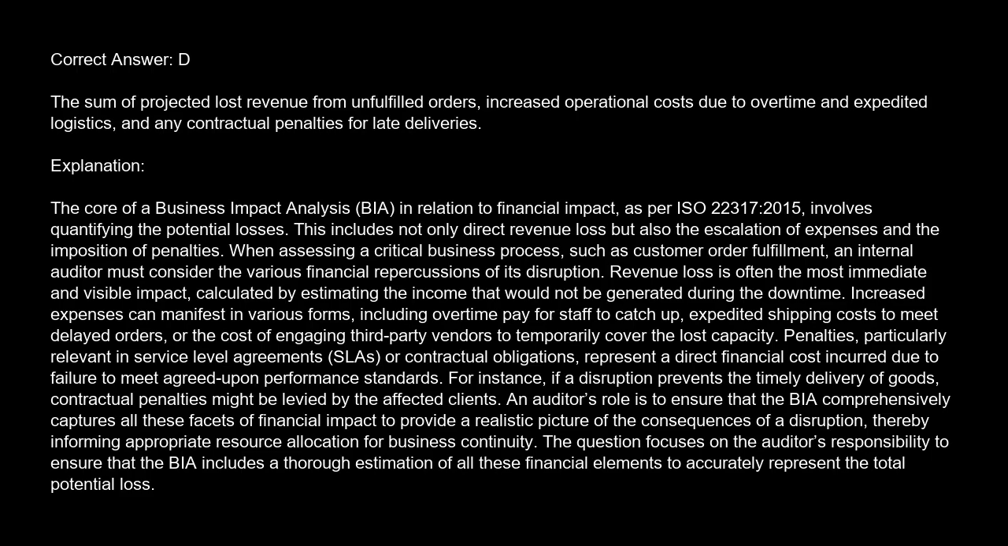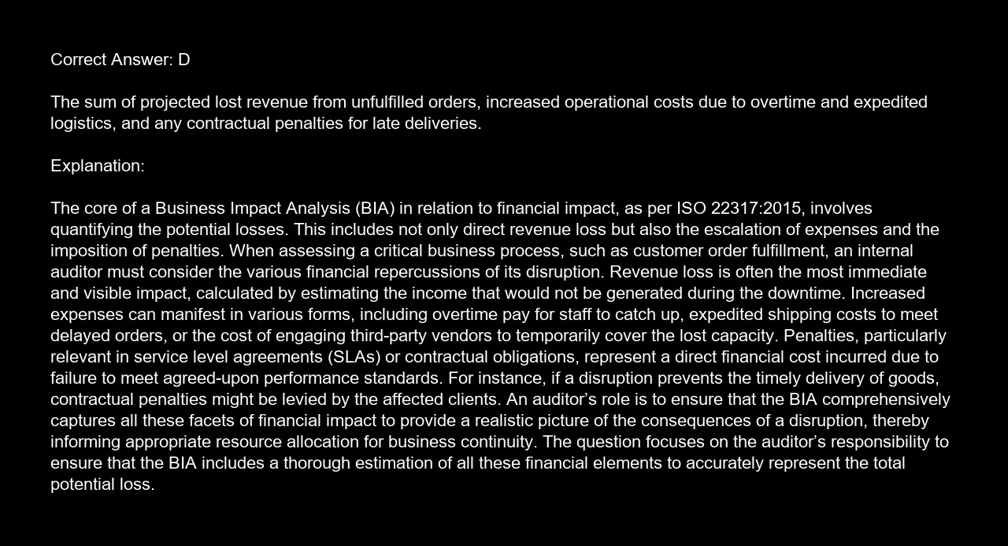Correct answer is D. The sum of projected lost revenue from unfulfilled orders, increased operational costs due to overtime and expedited logistics, and any contractual penalties for late deliveries. Explanation. The core of a business impact analysis, BIA, in relation to financial impact, as per ISO 22317/2015, involves quantifying the potential losses. This includes not only direct revenue loss, but also the escalation of expenses and the imposition of penalties.